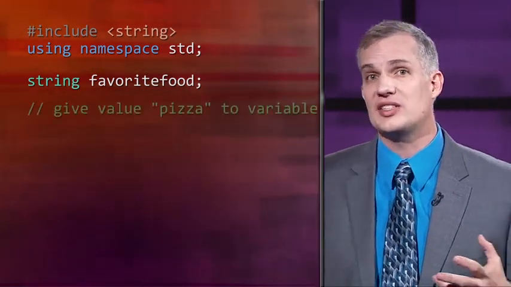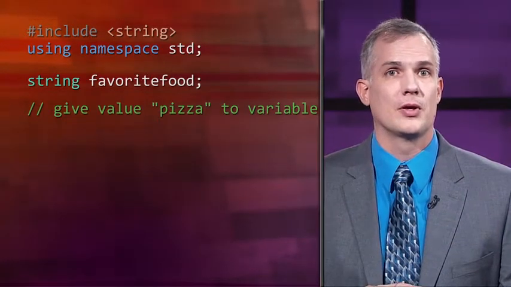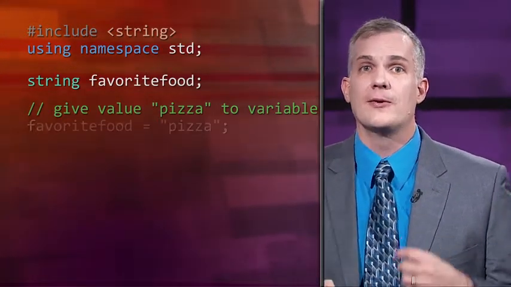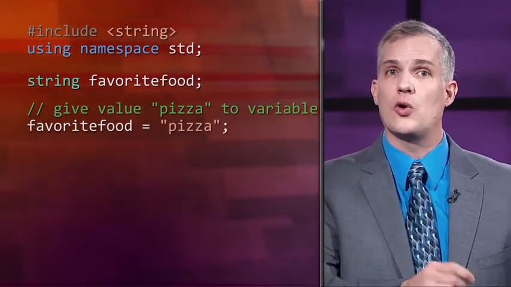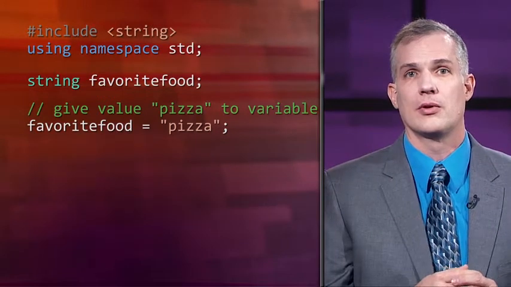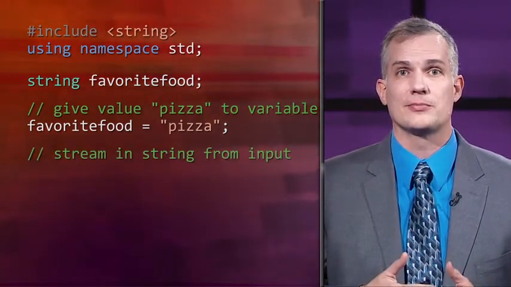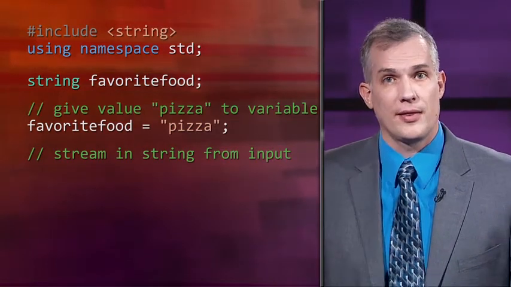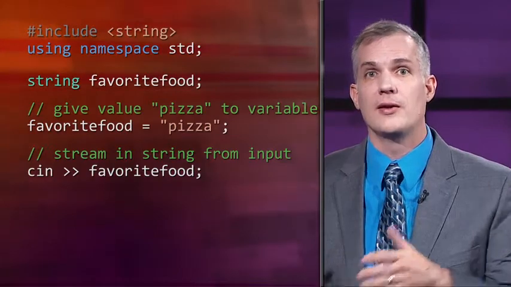Okay, how would you then assign a value, pizza, to that variable? You'd write favorite food equals, quote, pizza, quote, semicolon. How about if you wanted to stream in the string from input? That would be cin double greater than favorite food.